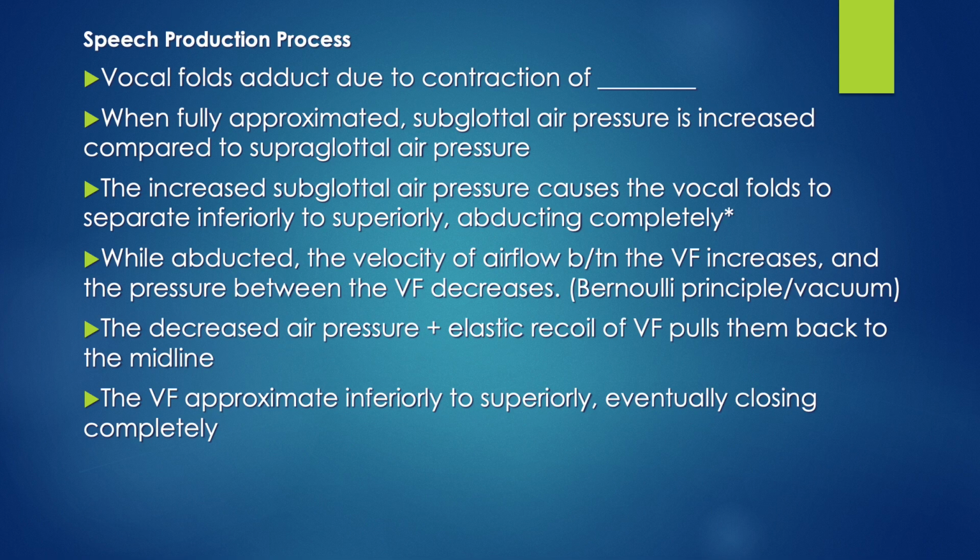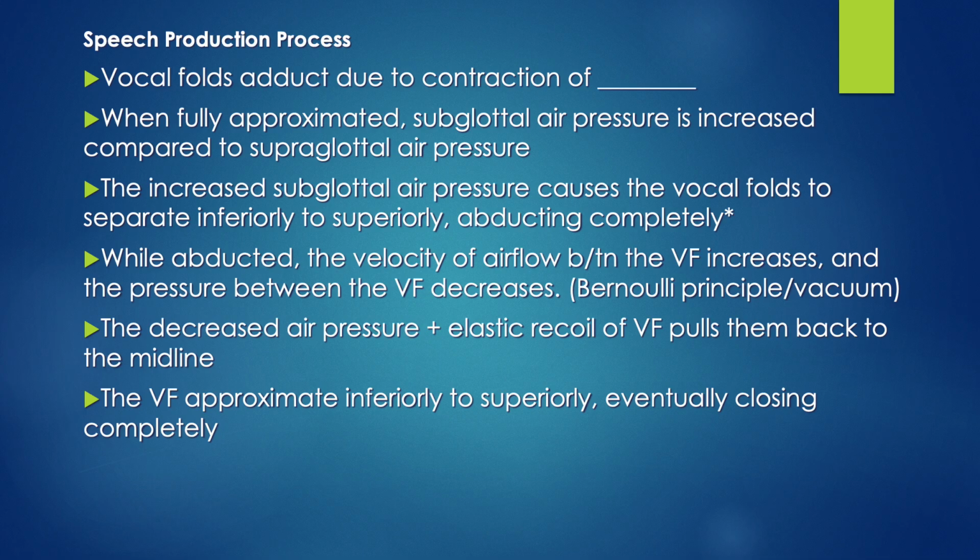All right. So the speech production process is based on the myoelastic aerodynamic theory. So the myo part of it, the vocal folds adduct due to contraction of intrinsic laryngeal muscles, specifically contraction of the transverse arytenoideus, the oblique arytenoideus, and then also your LCA, the lateral cricoarytenoid. When the vocal folds are fully approximated, when they're all the way in the middle, the subglottal air pressure is increased compared to that above the vocal folds, compared to the supraglottal space.